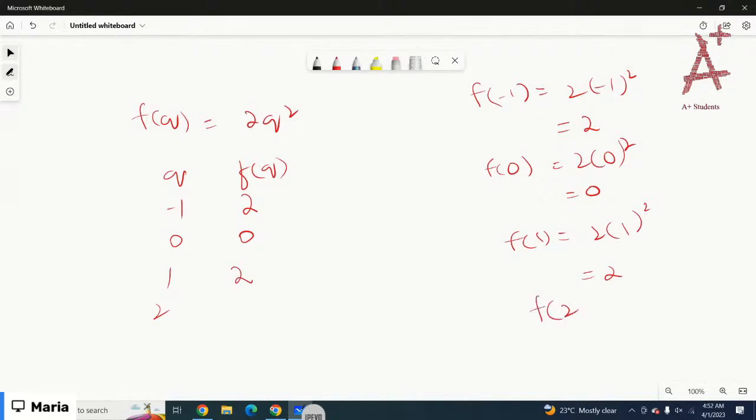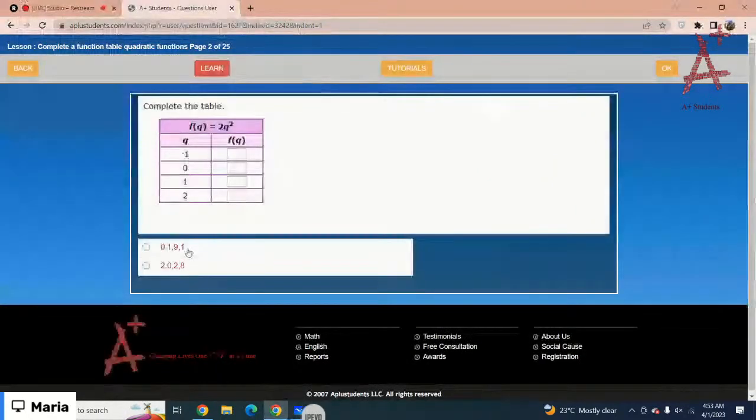Then f of 2. Replace the q with 2. It would be 2 times 2 square. 2 square is 4 and 4 times 2 is 8. So the values are 2, 0, 2 and 8. The second option is the correct option.